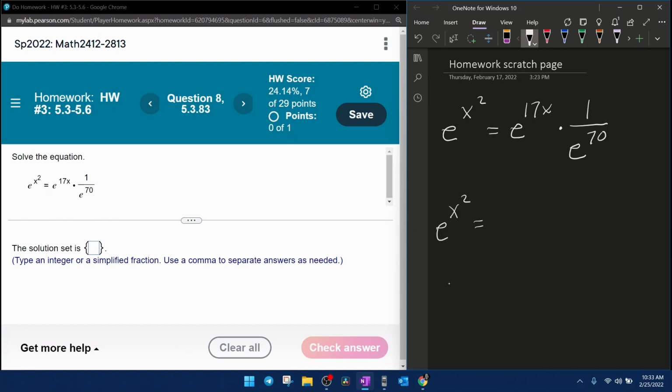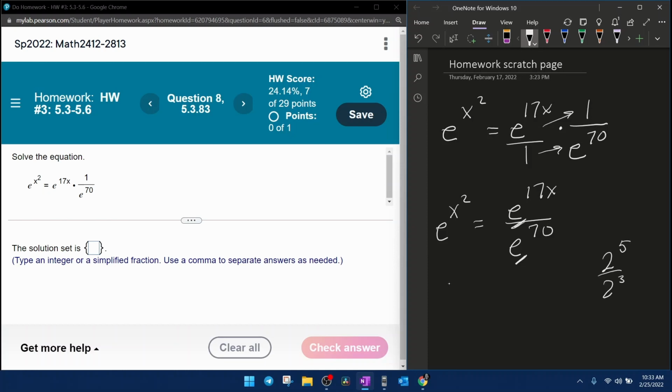Now there's a couple of ways we can attack this. We could get rid of this fraction by moving the e to the 70 up to the top. I think instead I'm going to turn the first factor into a fraction, which now you can see we have a fraction times a fraction, which we would multiply straight across, giving us e to the 17x over e to the 70. And then since these have the same base, we know that the exponents are going to subtract.